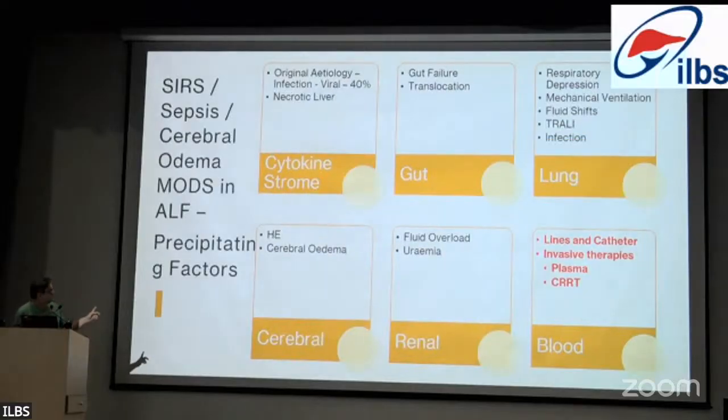And what are the factors which precipitate this? Again, it can depend on etiology. If you have an infective etiology, a highly necrotic liver, it will have a cytokine storm. Then you have gut failure leading to translocation. Then you have respiratory problems, mechanical ventilation, infection, and lines associated with plasmapheresis and CRRT as well. Then again, cerebral edema will lead to SIRS and sepsis as well, fluid overload and uremia. So all this actually contributes. Why I put this slide here is that there are a few things which we do in ICU which can actually precipitate SIRS and cerebral edema and be counterproductive for us.